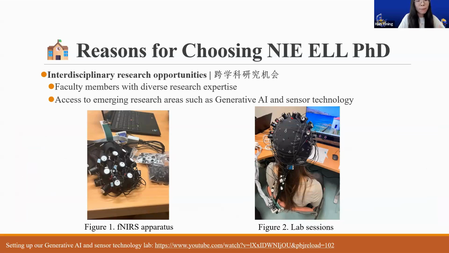And apart from applied linguistic research, we are also exposed to emerging research areas such as generative AI and sensor technologies. For example, our lab has fNIRS and eye tracking tools so that we have the opportunity to conduct some interdisciplinary research that combines education, neuroscience, and the emerging generative AI technologies. So this really helps the PhD students to keep updated with the latest research trends.